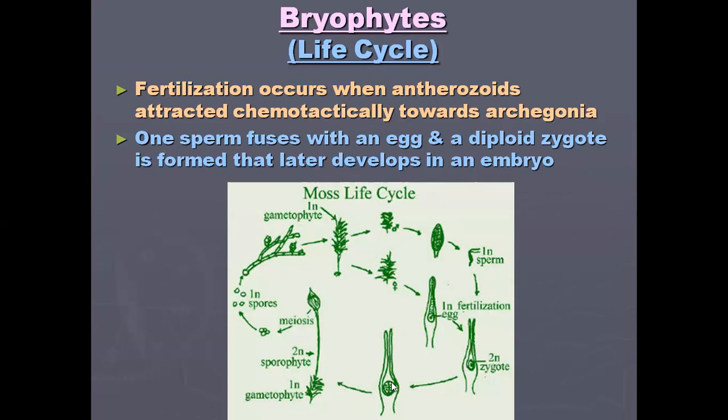The zygote divides and germinates, and on top of the 1N gametophyte, the 2N sporophyte germinates. Meiosis takes place inside the 2N sporophyte, and haploid spores are produced, which then germinate and give rise to the gametophyte generation again, and the life cycle goes on like that. Sometimes you can have male and female plants separate, sometimes on the same plant. One sperm fuses with an egg and a diploid zygote is formed that later develops into the embryo. This is the embryo.